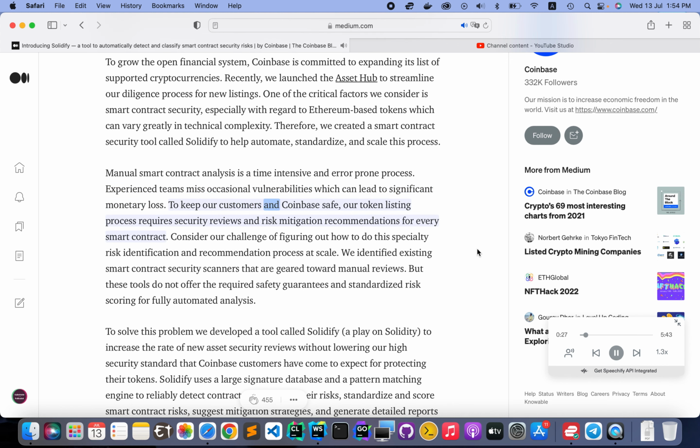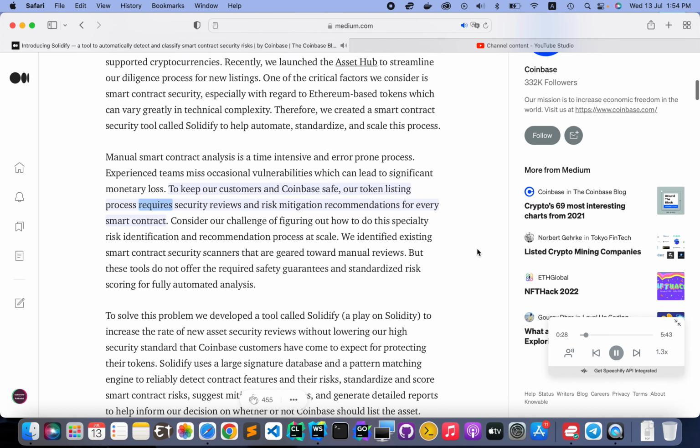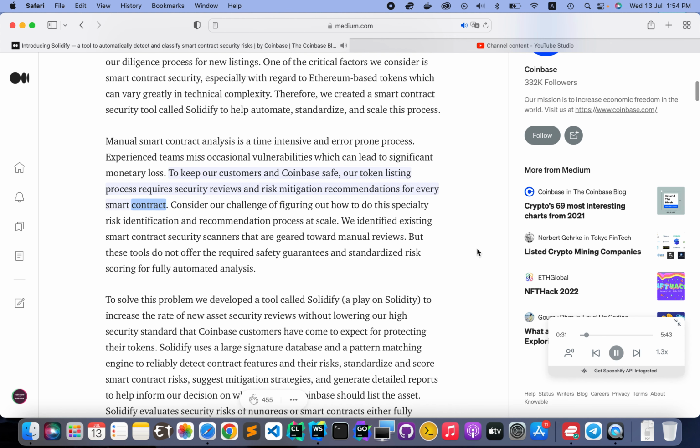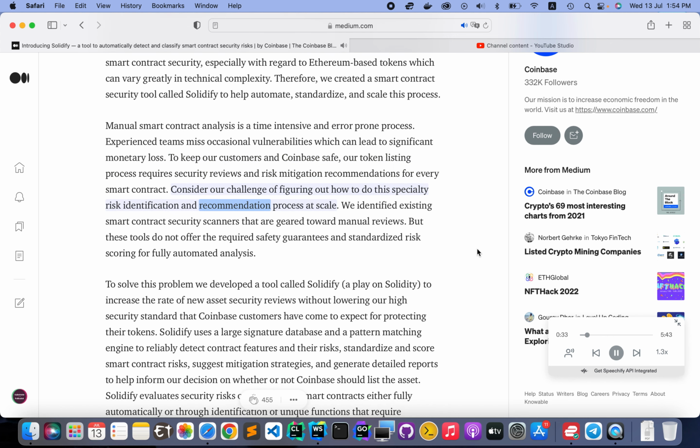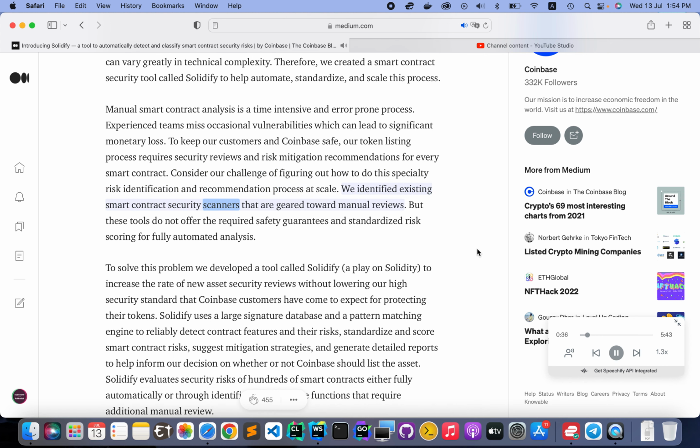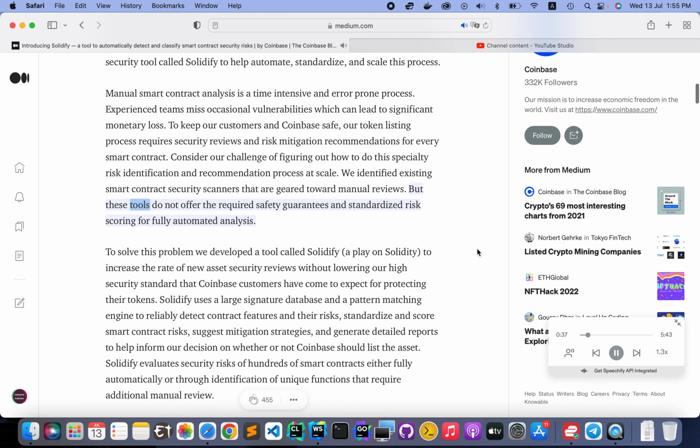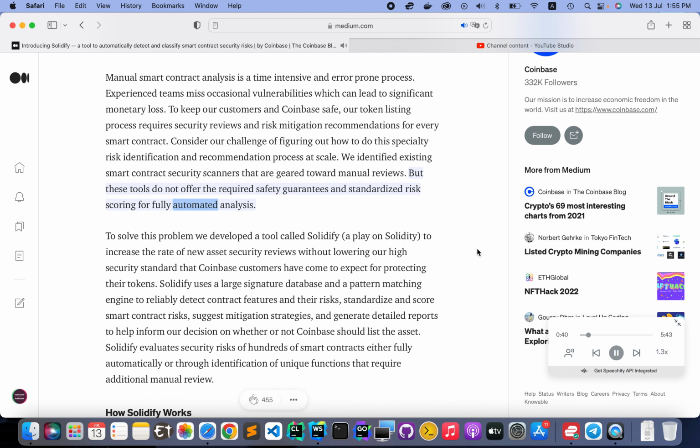To keep our customers and Coinbase safe, our token listing process requires security reviews and risk mitigation recommendations for every smart contract. Consider our challenge of figuring out how to do this specialty risk identification and recommendation process at scale. We identified existing smart contract security scanners that are geared toward manual reviews. But these tools do not offer the required safety guarantees and standardized risk scoring for fully automated analysis.